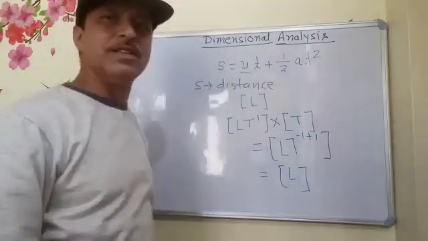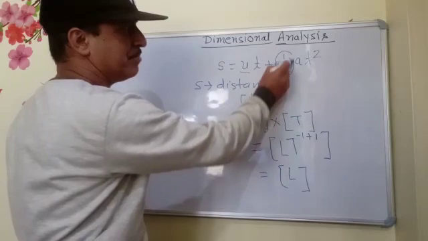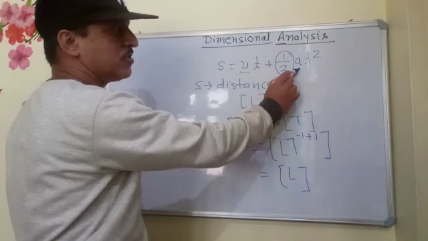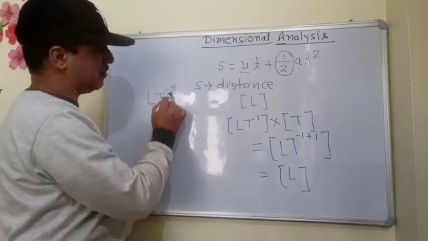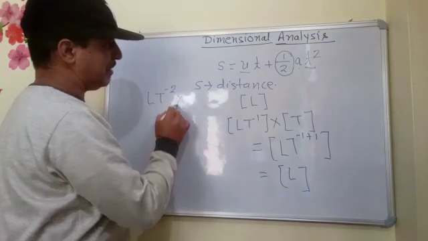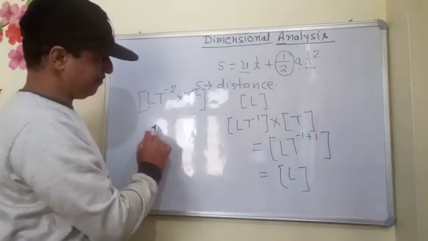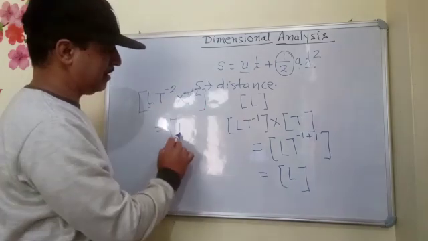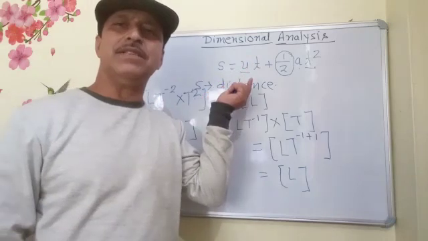Now come to ½at². I told you in the previous video that half is a number and so it has no dimensions. Now come to the dimensions of a. a is acceleration and its dimensions are LT⁻². The dimensions of t², when multiplied by this, become LT⁻² into T². T⁻² and T² cancel and we are left with L only. So you see, in this equation there is dimensional homogeneity.